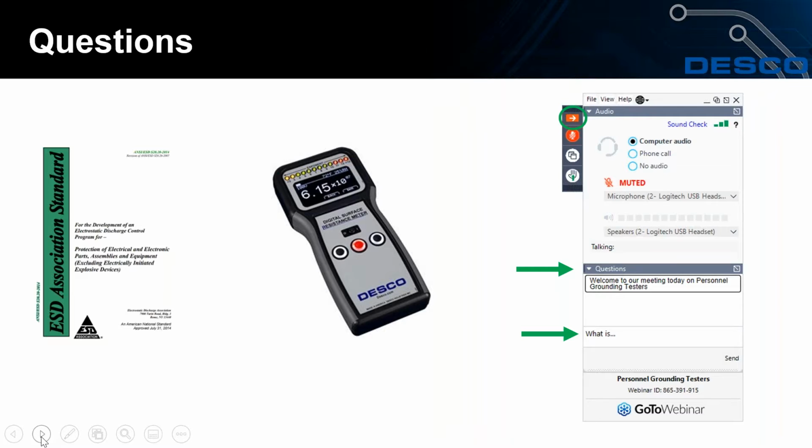Another question, Jeffrey? Yeah, there's a question about the digital surface resistance meter, the one you're going to use today: why at the greater than 10 to the 12th range is the accuracy only plus or minus 20% compared to 10% at the lower ranges?